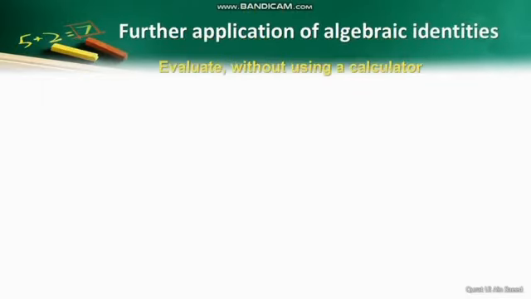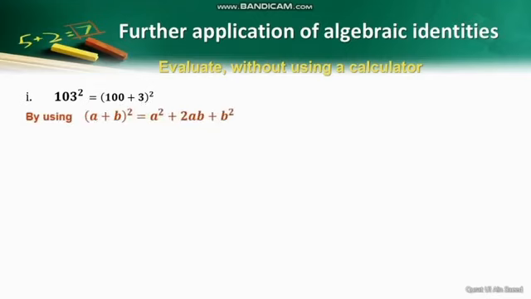Here is some further application of algebraic identities, especially in situations where the use of a calculator is restricted. For example, finding the square of 103. We can easily split 103 as the sum of two numbers whose squares are known to us. That is 100 plus 3. So it becomes the perfect square of a sum. Clearly, it's the case of the first identity.